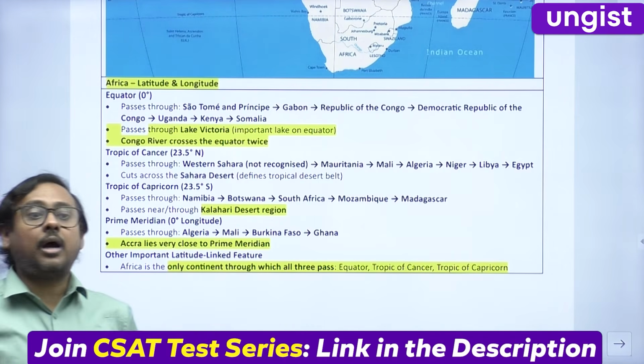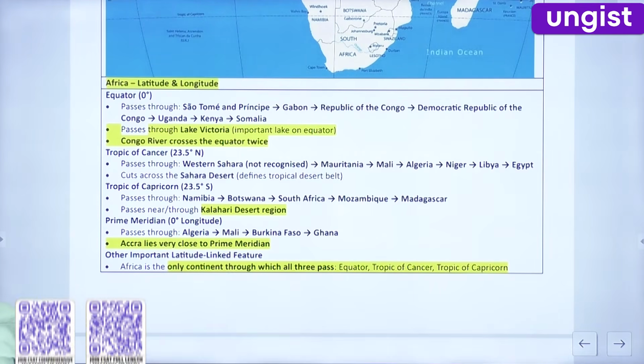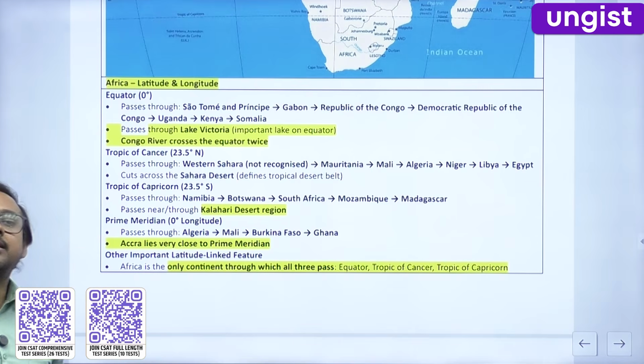Another important thing we forgot. Which particular river cuts your equator twice? River Congo. It cuts the equator twice. And in India, is there a river which cuts? Yes. Clear? Okay.